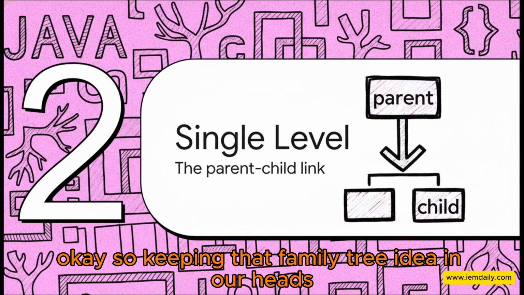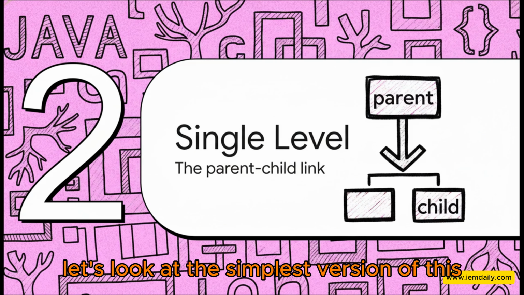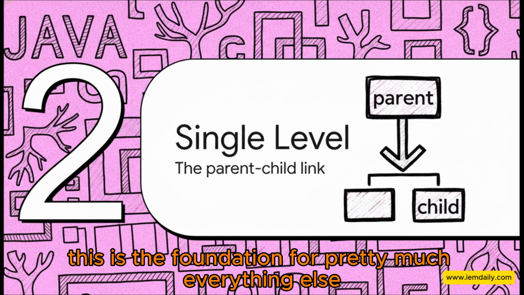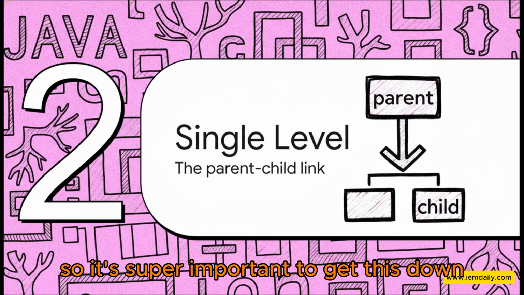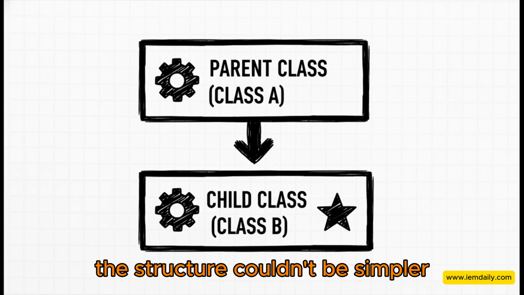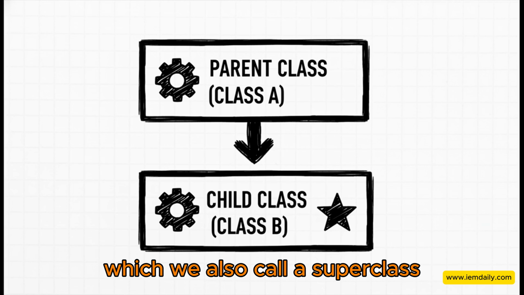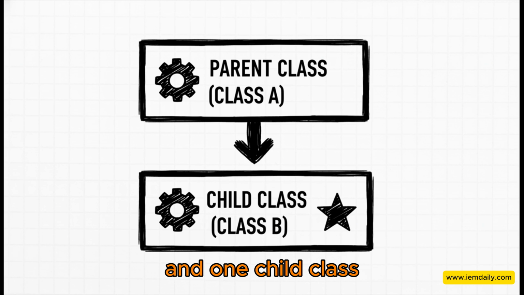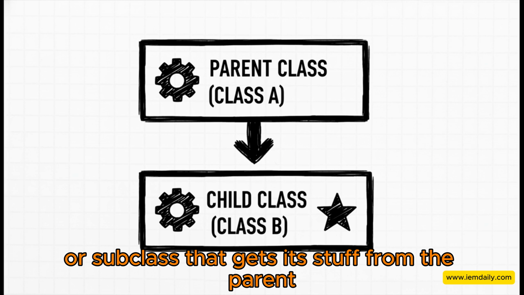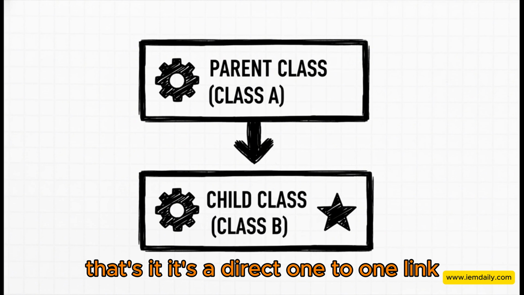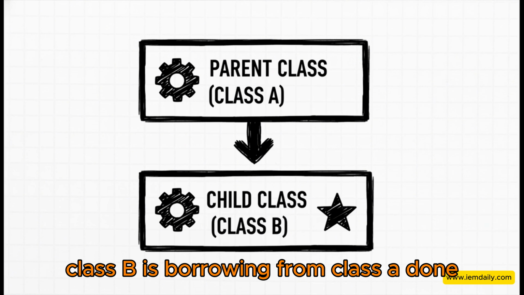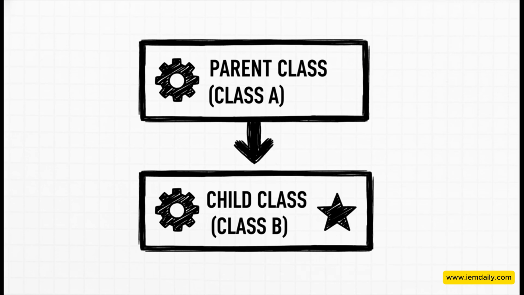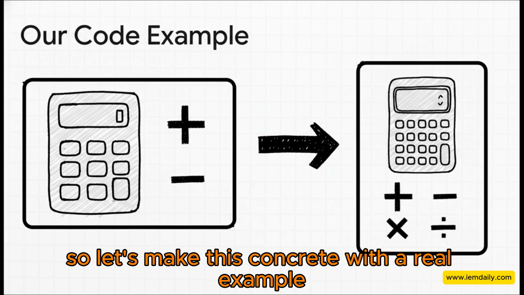Okay, so keeping that family tree idea in our heads, let's look at the simplest version of this, single-level inheritance. This is the foundation for pretty much everything else, so it's super important to get this down. The structure couldn't be simpler. You have one parent class, which we also call a superclass, and one child class or subclass that gets its stuff from the parent. That's it. It's a direct one-to-one link. Class B is borrowing from Class A. Done. So let's make this concrete with a real example.